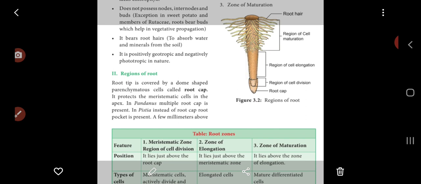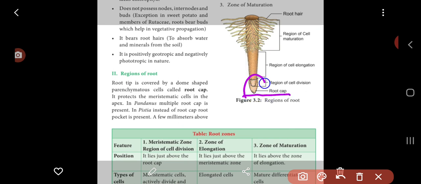The root tip is covered by a dome-shaped structure made up of parenchymatous cells called the root cap. So the tip of the root is covered by what? A dome-shaped structure, which we can say is round or curve shaped, covering the tip of the root. That is called the root cap, and it is made up of parenchymatous cells.